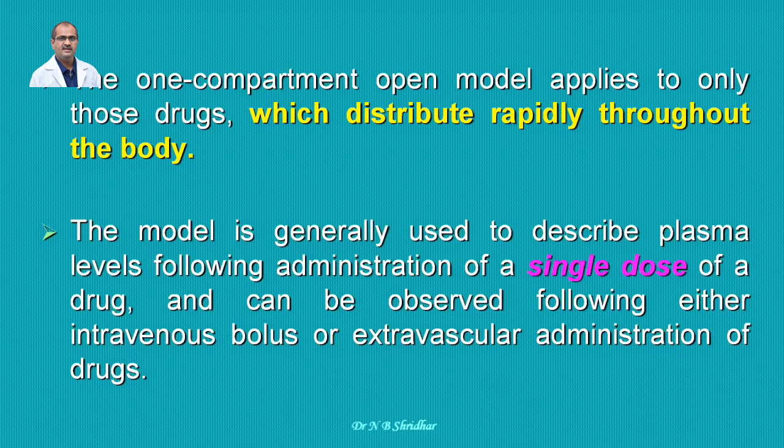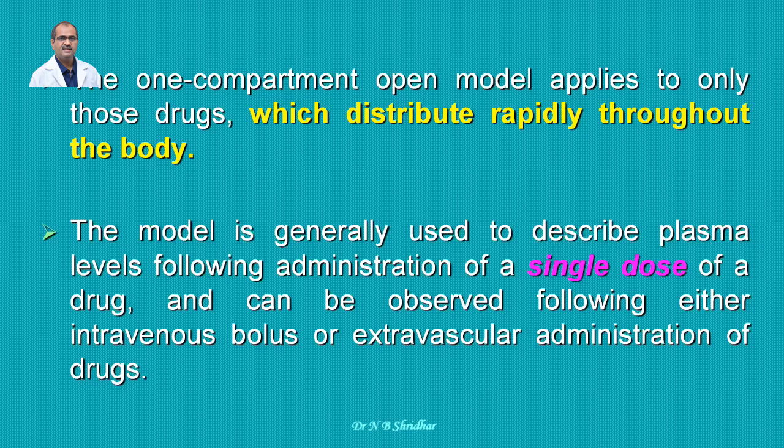So in the one compartment open model, what is the meaning of open? The distribution can occur anywhere. The distribution can occur from tissue to plasma and plasma to tissue, and that's why it's called the open model, in which the drug is distributed rapidly throughout the body.